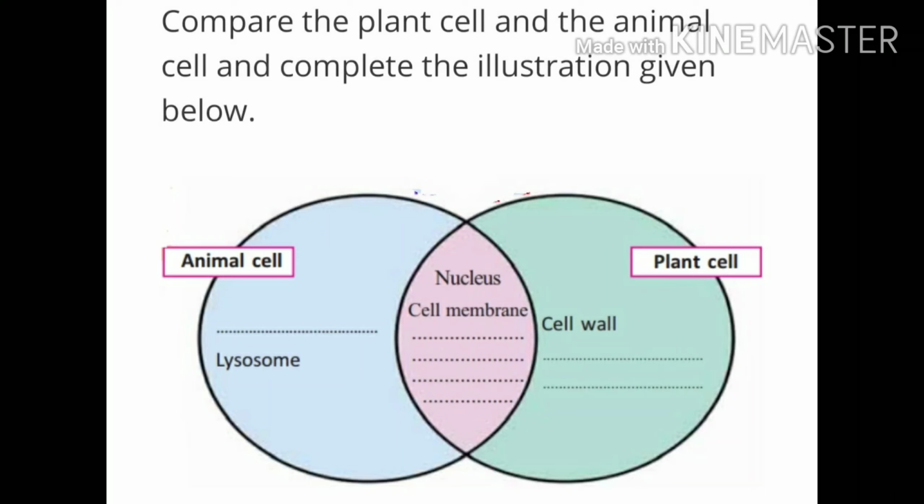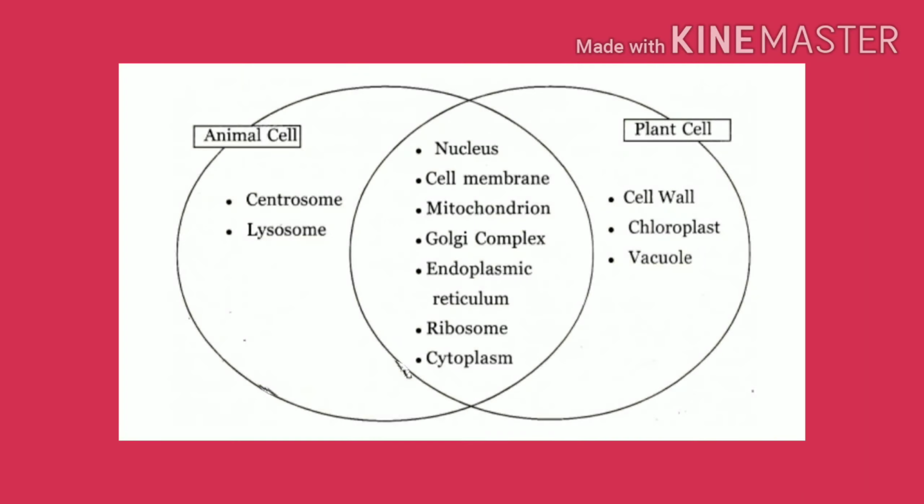Can't you complete the illustration? So you know that in animal cell, lysosome, centrosomes can be seen. In plant cell, cell wall and plastids and large vacuoles can be seen. And what is common in both? That is written in the center, right? Organelles like cell membrane, mitochondrion, Golgi complex, endoplasmic reticulum, ribosome and cytoplasm can be seen in both plant and animal cells.